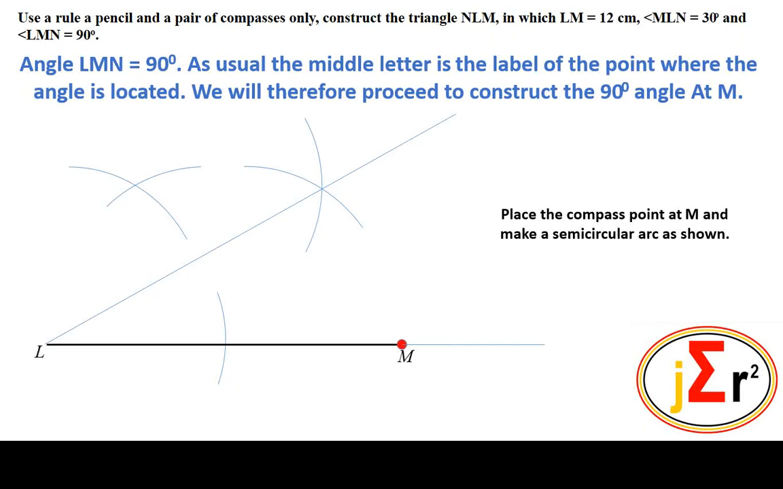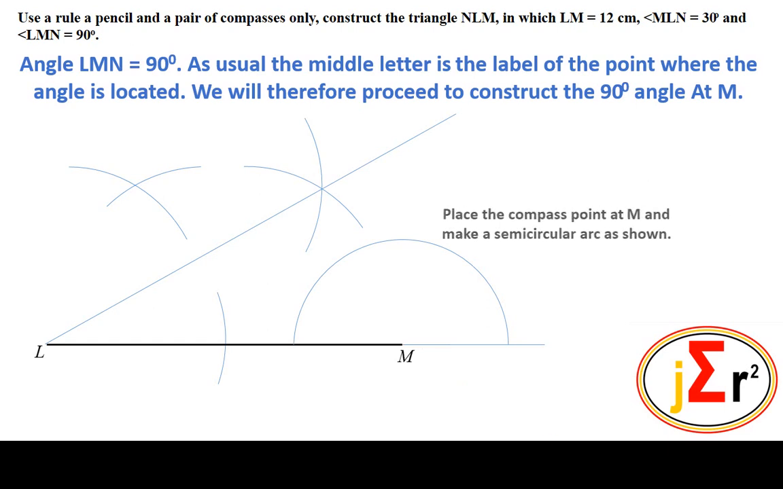So the compass point, which is your red dot, is placed at M. Do not forget, your red dot is the compass point. The pencil, the point of the pencil, you will see in a short while to be the little blue triangle, and we will draw the arc as shown. So there's your arc, very smooth and semicircular. What do we do next?